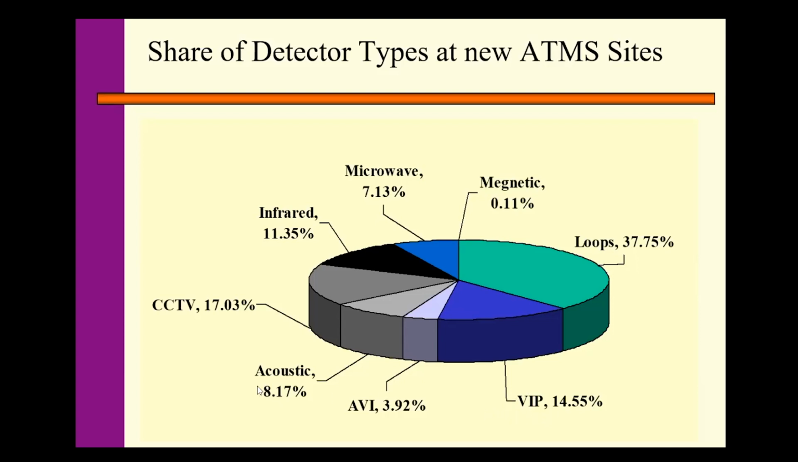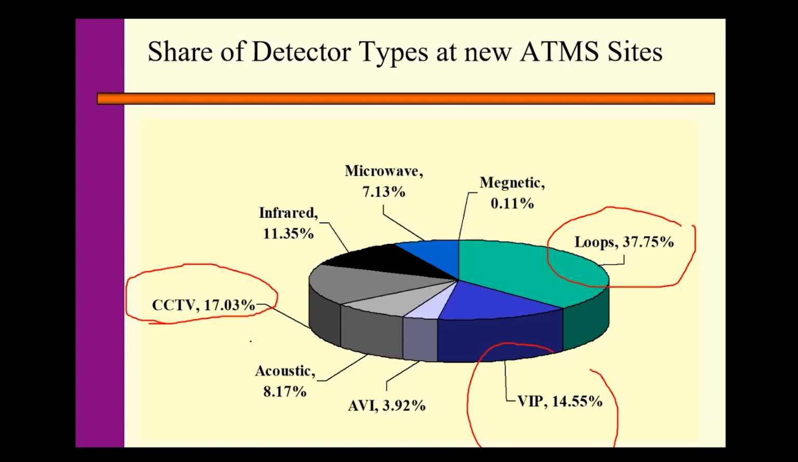We have other types of sensors like acoustic, infrared, microwave, and magnetic sensors. You can see the most commonly used traffic sensors are loop sensors and video sensors. CCTV is another type of sensor for different purposes. We call them calibrated or uncalibrated video sensors. I'm going to focus on those types of sensors in the following slides.